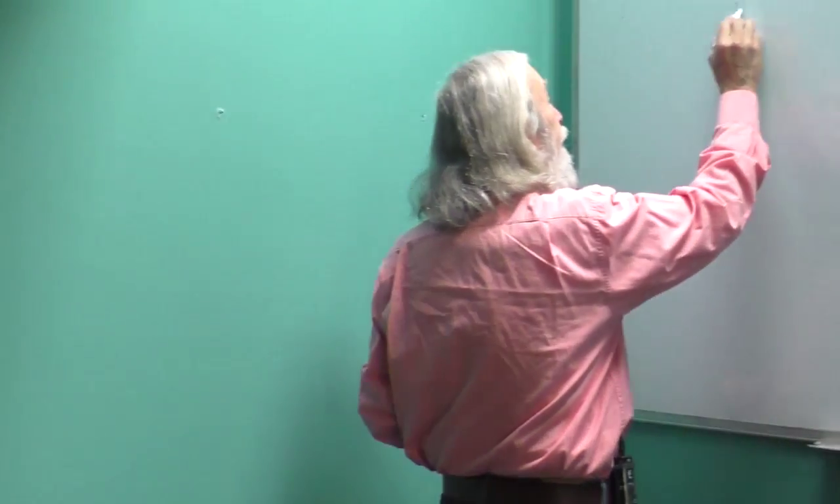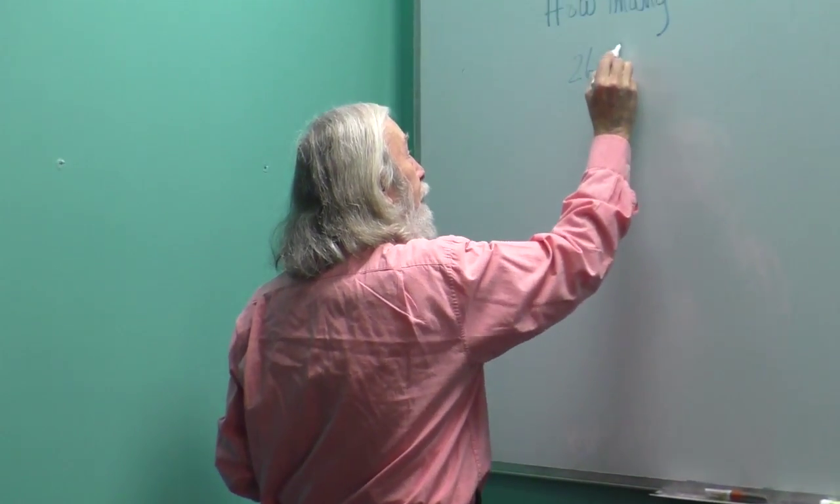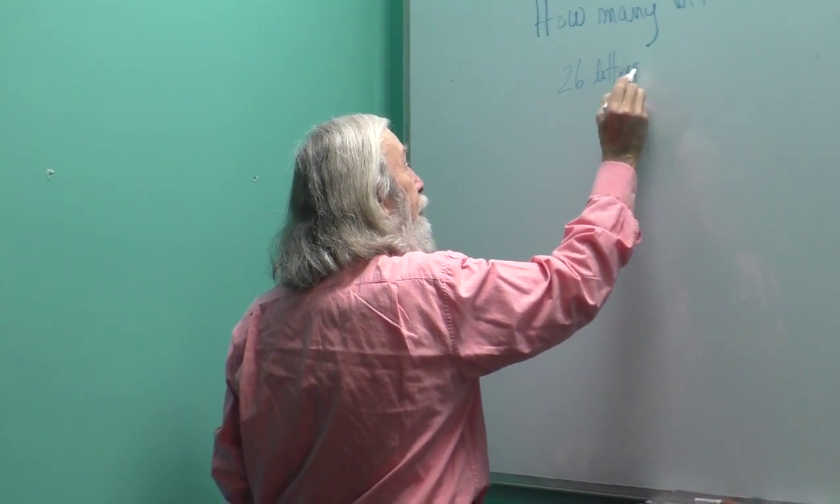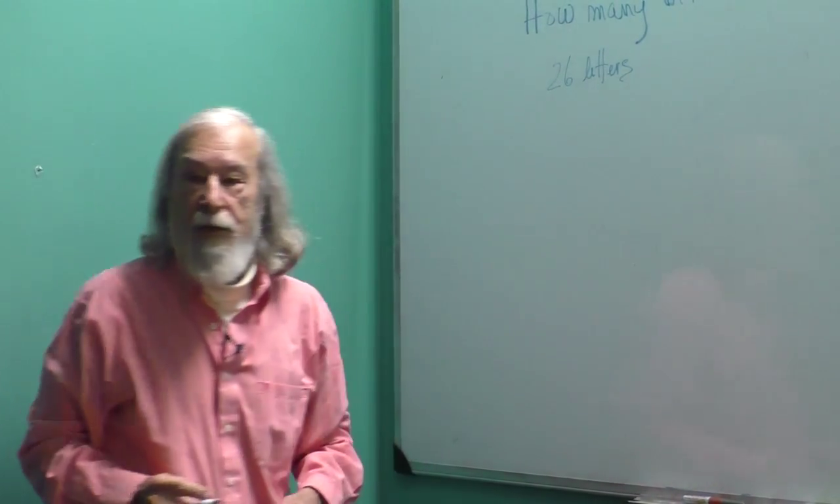How many letters in the English alphabet? 26. Shout it out. Okay. Do we need 26 bits? No. Well, how many do we need?